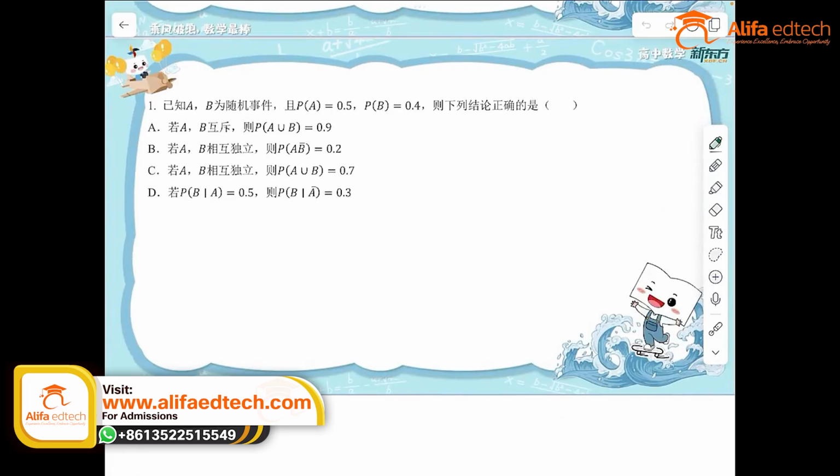It says that A and B are random events. The probability of A is 0.5 and the probability of B is 0.4. Then there are four options for us to choose the correct one.